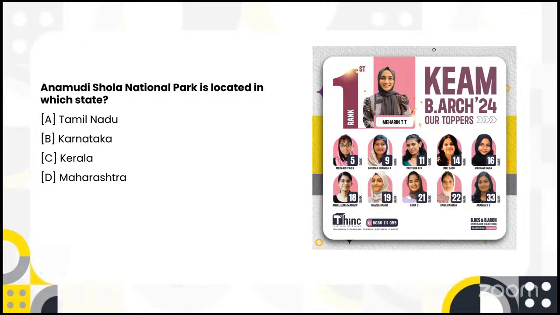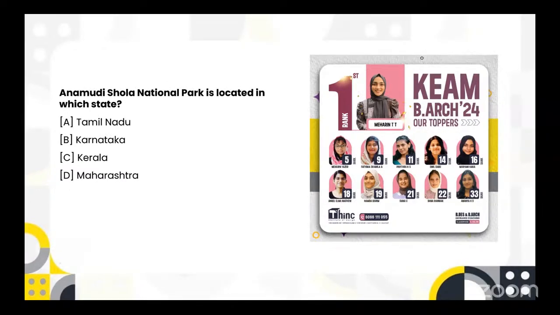Okay, so recently the Kerala Water Authority confirmed that the National Board of Wildlife has approved using some hectares of land of this Anamudi Shola National Park for constructing something around the river. It is located in the Western Ghats region, and it is Kerala. Okay. Next one.